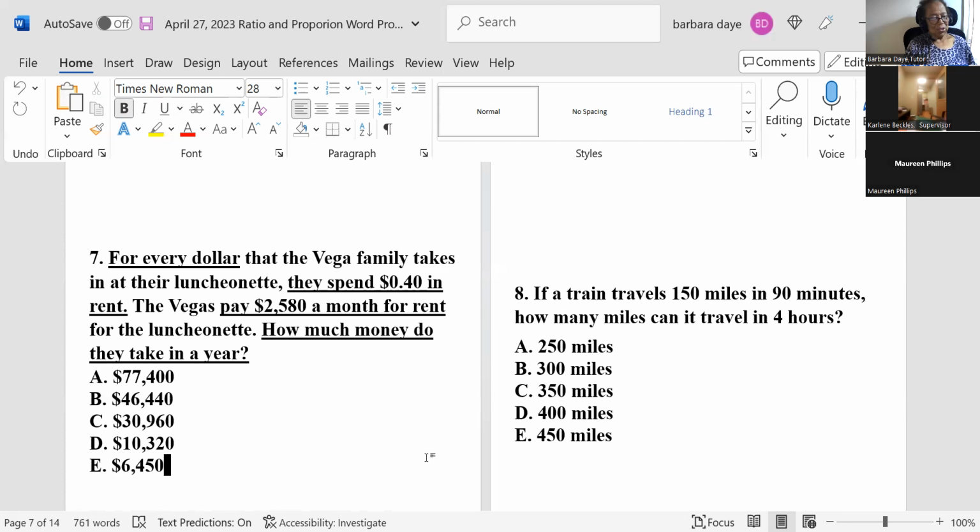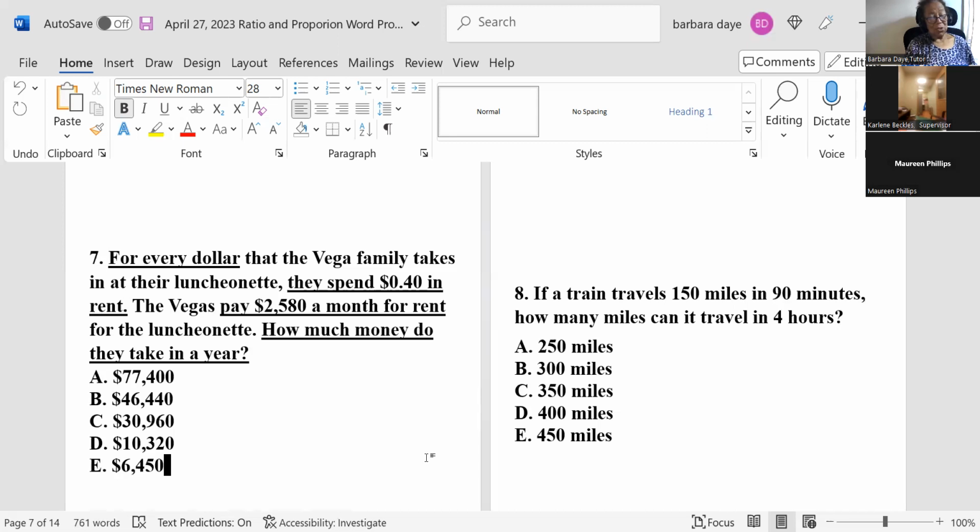So what question do you ask yourself? So why did I multiply the 40 cents by the 2,580? I don't know. But I figure, oh, God, they pay 40 cents in rent, and then they pay 2,500 a month for rent. And I said, how much money do they take in a year?